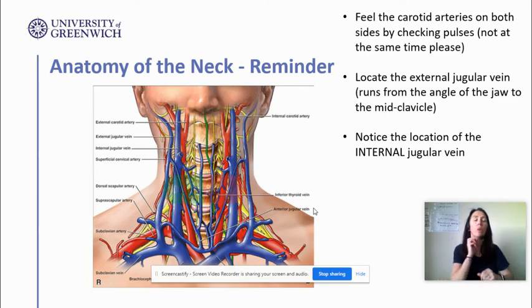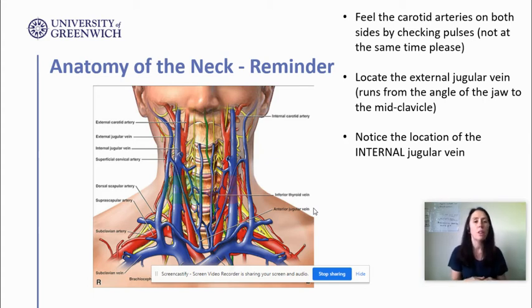So first of all, we'll have a feel of the carotid arteries. Don't feel at the same time, because if you're pressing a little bit hard and you push in on them and you stop the blood flow from both sides of the neck, you might do yourself a bit of damage. Okay, so we know where our carotid arteries are. Let's have a little feel. You can feel with your own pulse at the same time as well. Are they beating the same? Or are they beating together?